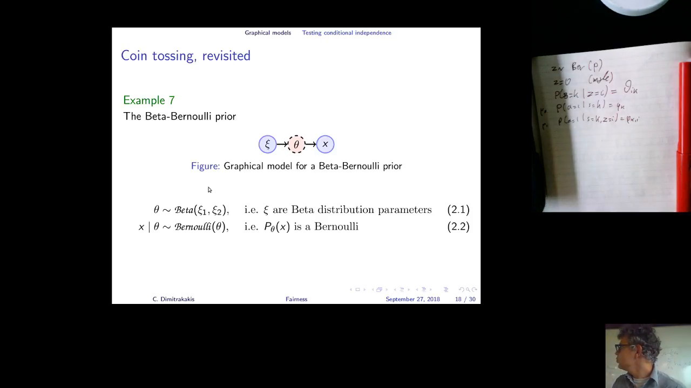And typically, what you do when you write this type of model is you can write it in this form, where you actually specify what the distribution is. So here we say that theta is coming from a distribution beta with parameters xi1 and xi2, and that if you know theta, then your x is distributed according to a Bernoulli distribution with parameter theta. So in that case, it's independent conditionally of xi.